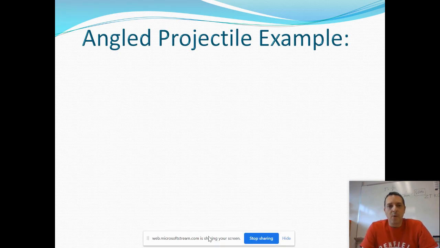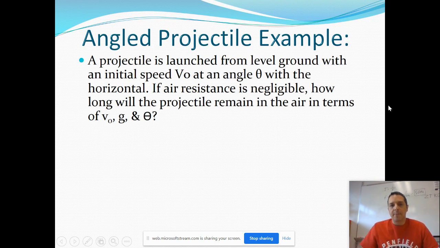All right, so here we're going to go over our angled projectile example in your notes. You already tried to solve this in your notes, and here I just wanted to go through the solution in case you didn't get it. In this problem, we were launching a projectile from an angle, and here we're just working in variables.